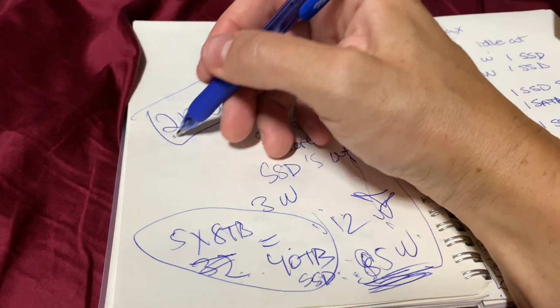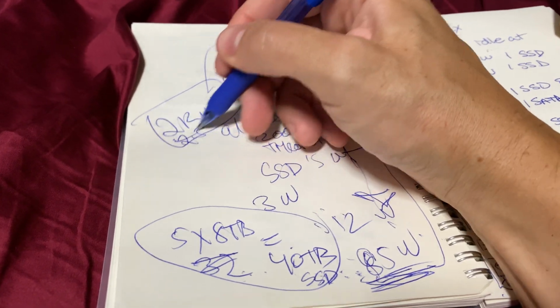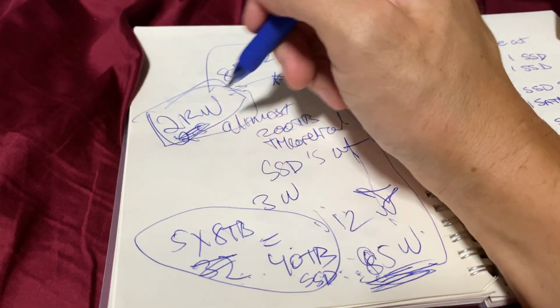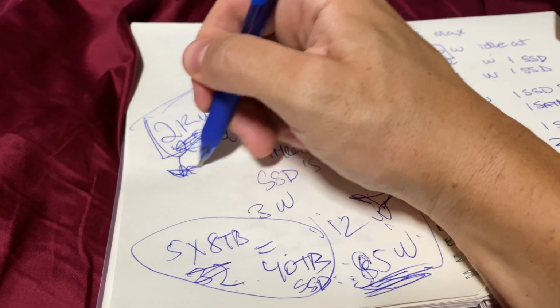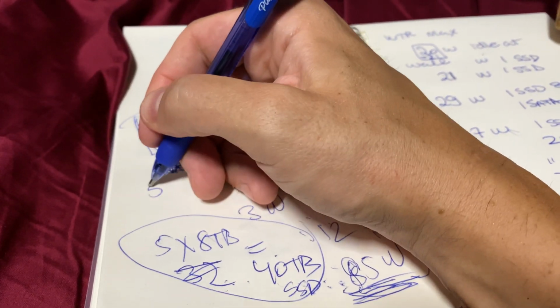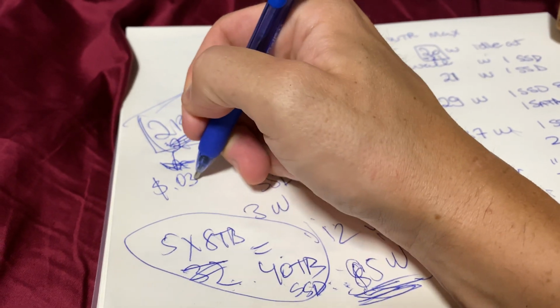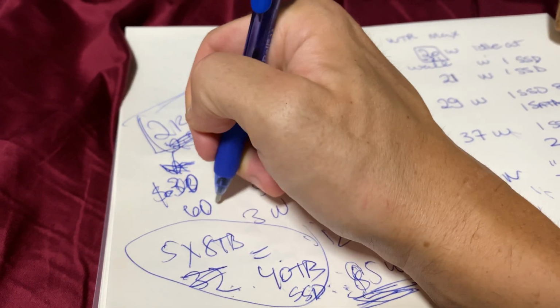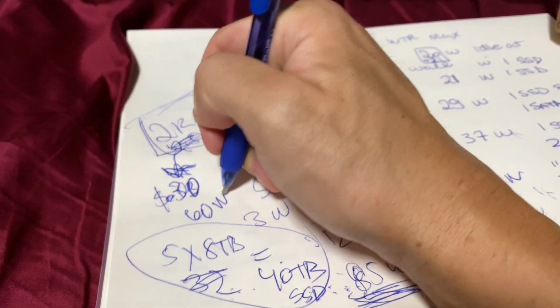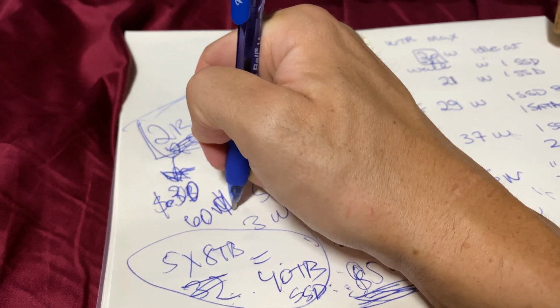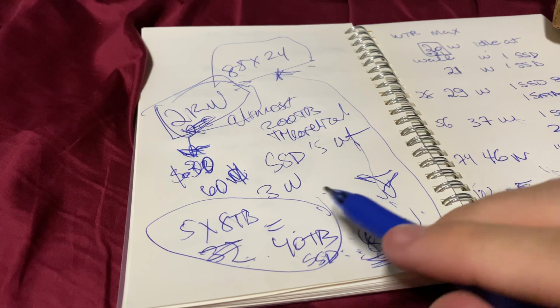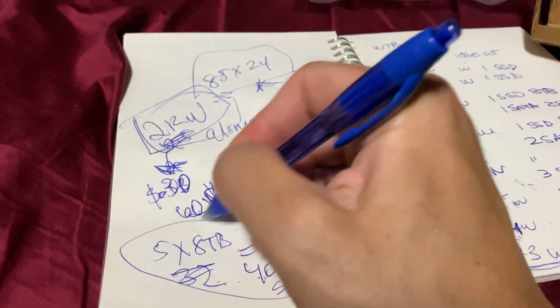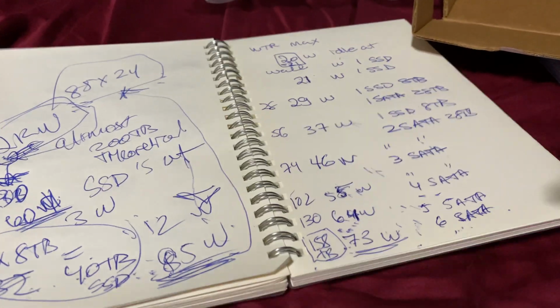2 kilowatts or 2.5, let's say. I would say about 2 kilowatts a day. And if you have 30 cents a kilowatt hour, this NAS would run about 60 cents a day. 60 cents a day for almost 200 terabytes of theoretical storage.